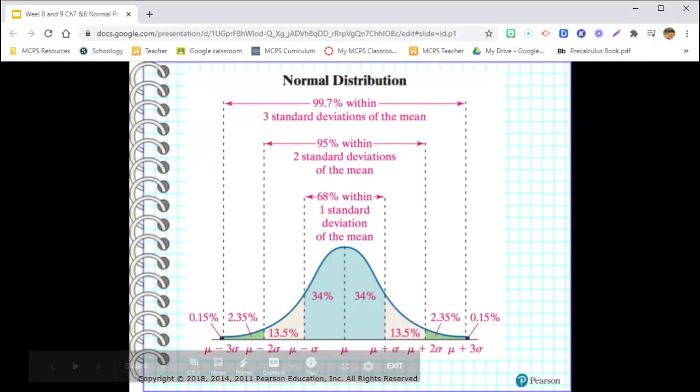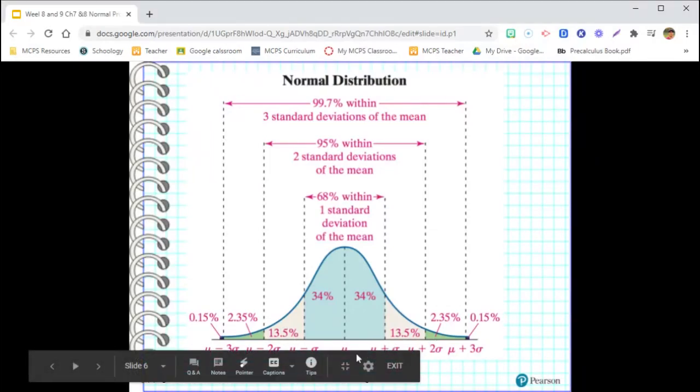All right, there you go. So if you got 3 standard deviations away from the mean, you got 2.35%. So 34 plus 13.5 plus 2.35 is 3 standard deviations away from the mean. And this is approximately 0.15 if you have 4.